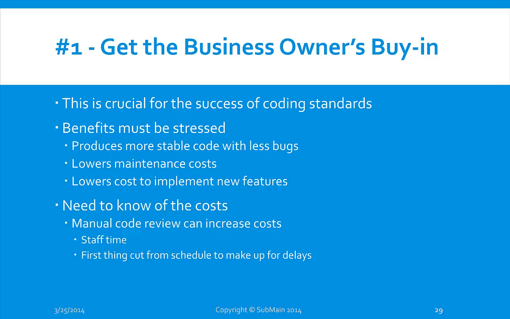You need to stress the benefits: fewer bugs and lower maintenance costs are what they're always looking for, and also implementing new features can take longer and longer if you don't follow these practices. And they need to know the costs, including staff time and things like that. This is actually one of the hardest things to come up with, but we're going to talk about how that can be easy in the last section, like I said before.